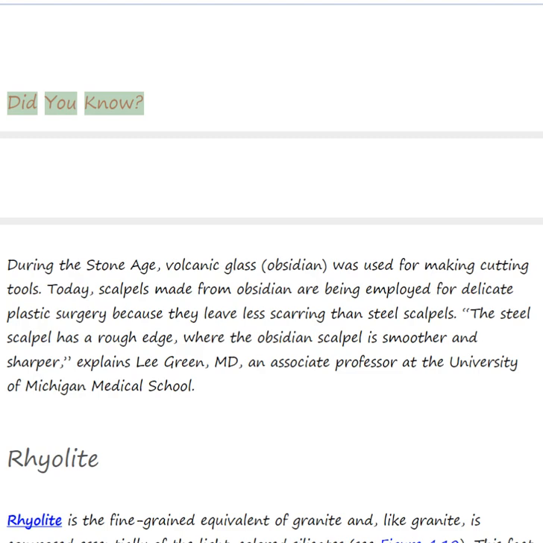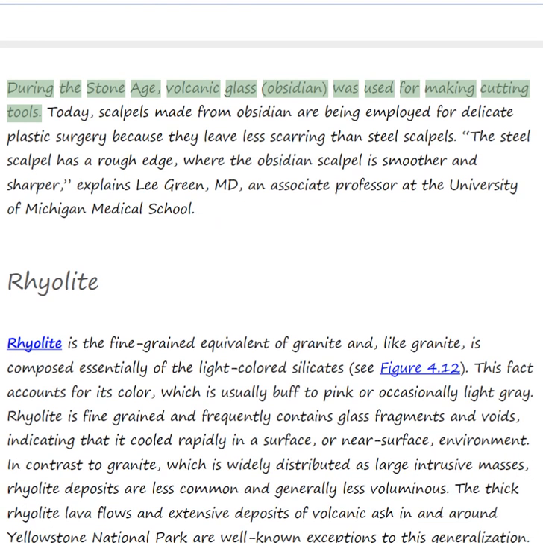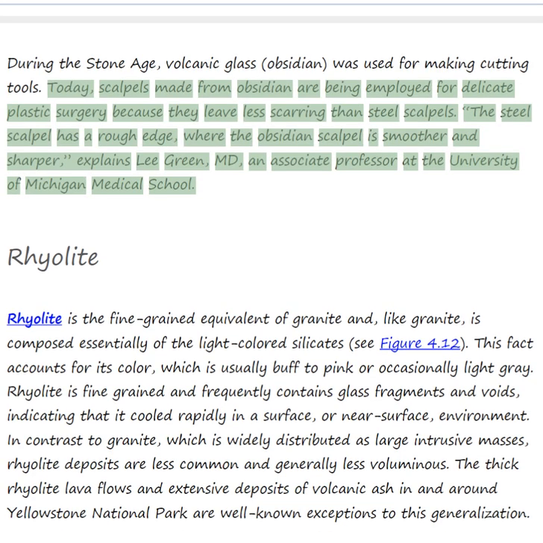Did you know? During the Stone Age, volcanic glass was used for making cutting tools. Today, scalpels made from obsidian are being employed for delicate plastic surgery because they leave less scarring than steel scalpels. The steel scalpel has a rough edge, where the obsidian scalpel is smoother and sharper, explains Lee Green, MD, an associate professor at the University of Michigan Medical School.